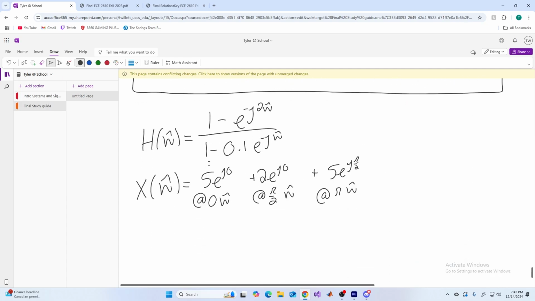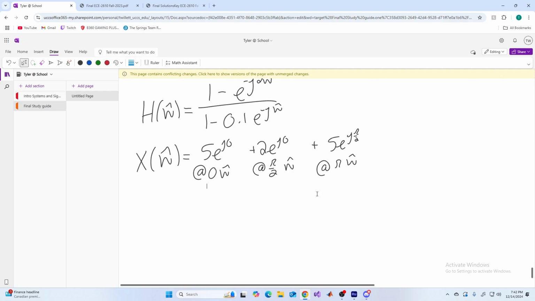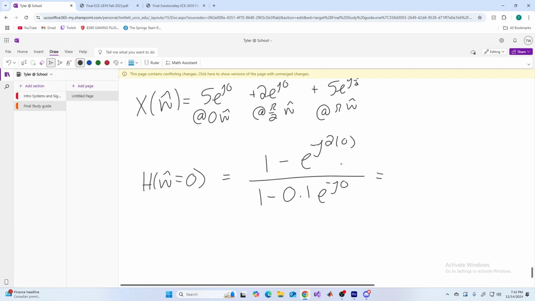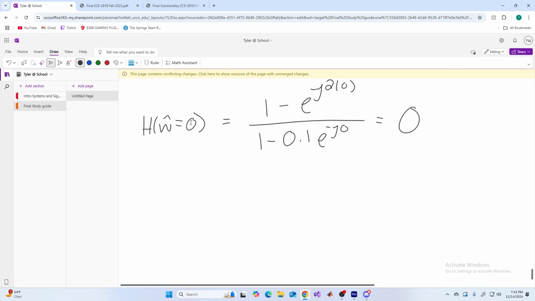Remember, to evaluate it, we are going to look at these values here. So 0, pi over 2, and pi. And we're just going to plug that straight into here. So I'm going to get h sub w hat equals, 0 gives me 1 minus e to the negative j 2 times 0 all over 1 minus 0.1 e to the negative j 0. Well, this goes to a 1 and that goes to a 1, so this value here should be 0. 1 minus 1 is 0.